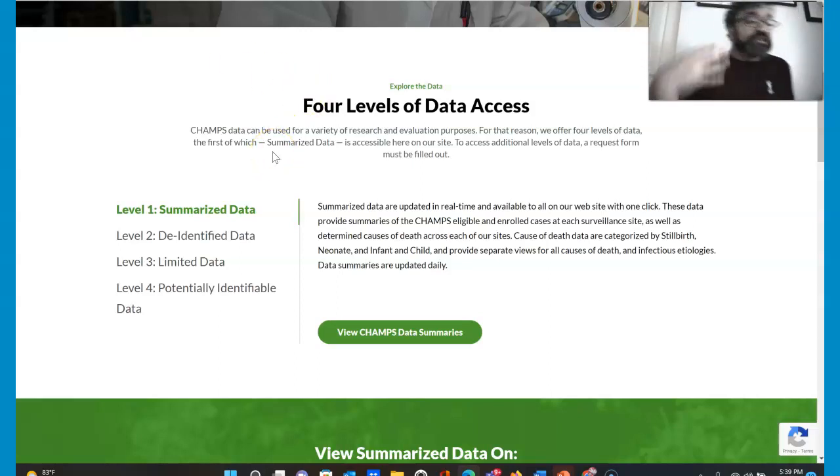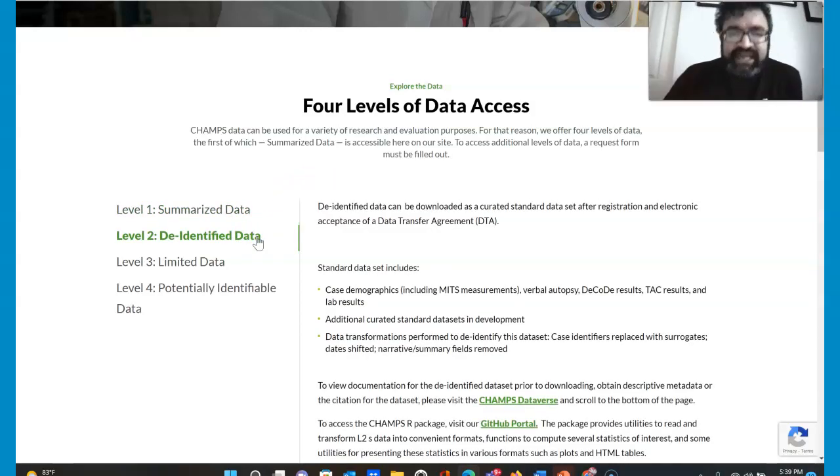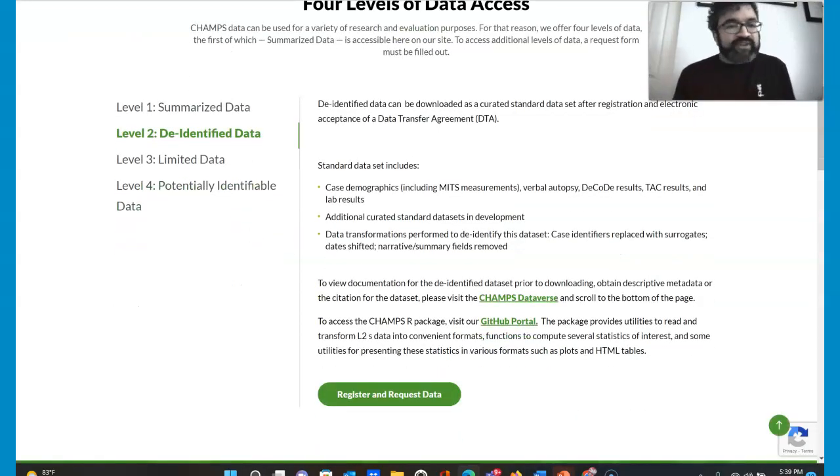So that's summarized data, but if you want to go behind the scenes and actually look at the data, and I have looked at several types of childhood data sets, this sort of de-identified data set is available in the CHAMPS Dataverse. So you can click on this, and then there's actually an R package within GitHub, and I've talked about GitHub extensively. And there's a portal there that you can access and see how to use this.